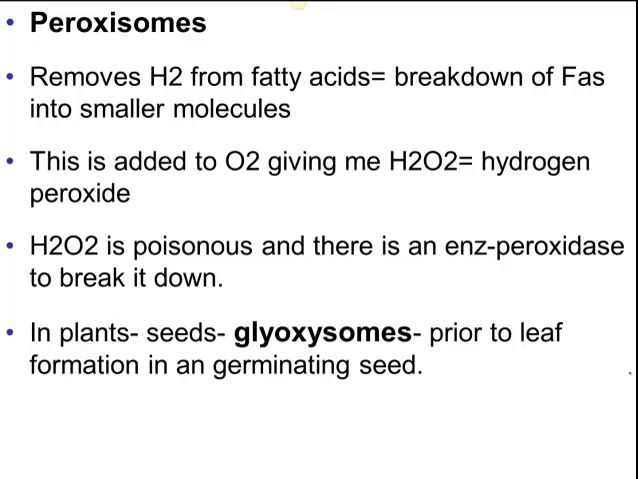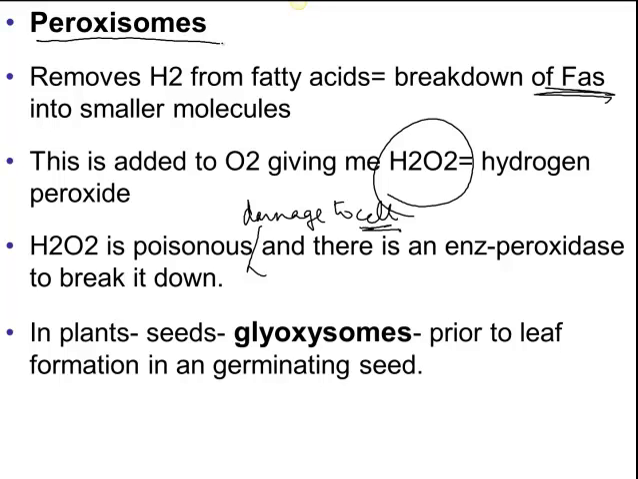Now peroxisomes remove the hydrogen from fatty acids and break down fatty acids into smaller molecules. This is added to oxygen to give you hydrogen peroxide. Now this hydrogen peroxide is poisonous, and this can cause a lot of damage to the cell. So the peroxisomes have another enzyme called peroxidase, which can break it down and release water.